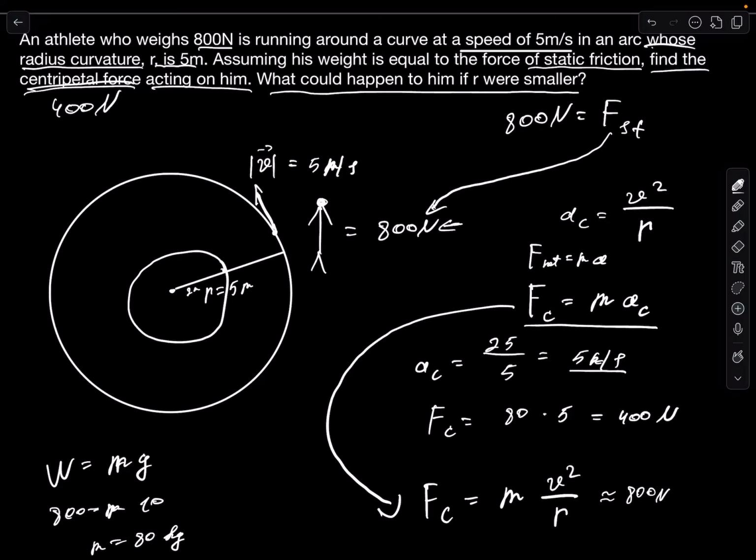Right now, he's running because his weight is 800 newtons and the centripetal force on him is 400 newtons. So the difference is 400 newtons. But if r gets too small, centripetal force gets too high, and if it gets too high, the athlete is going to slip. He's going to fall on the ground.